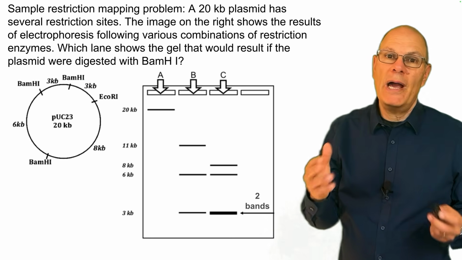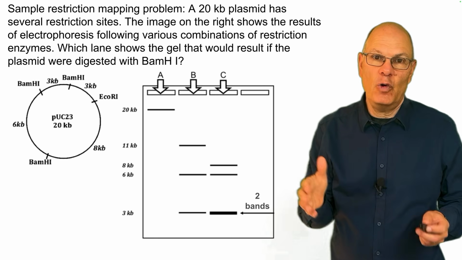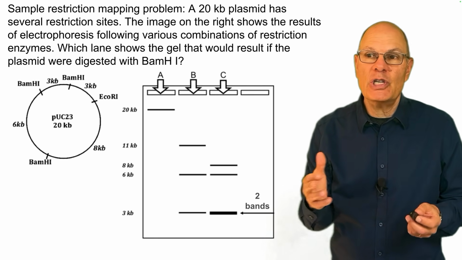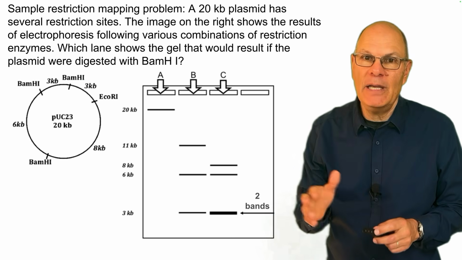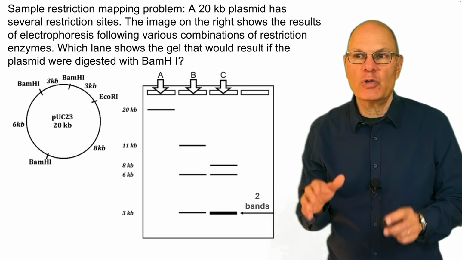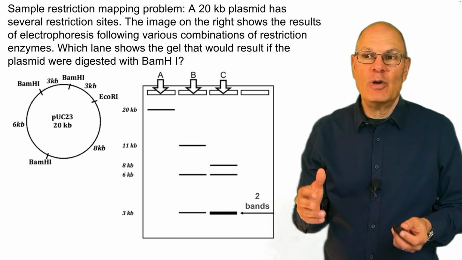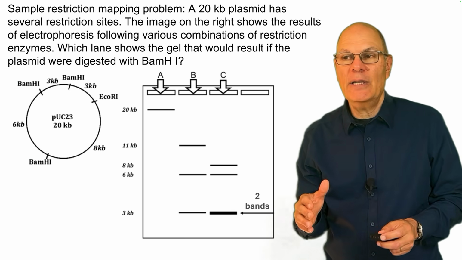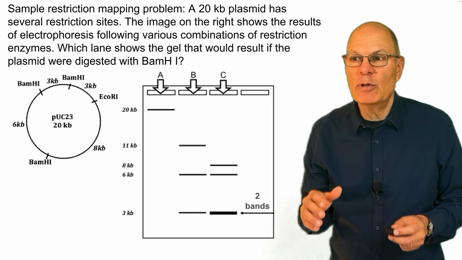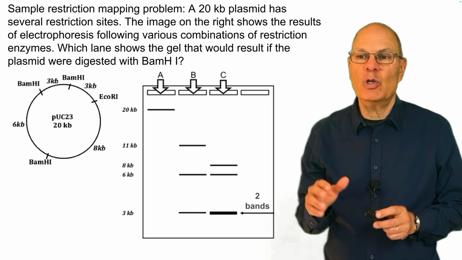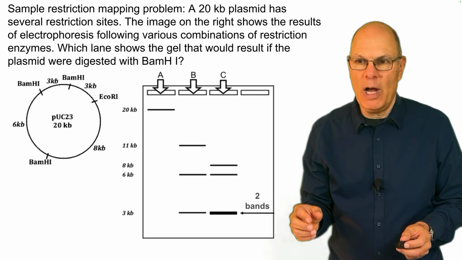Material related to biotechnology often shows up on the AP Bio exam in this form. Here's a simple restriction mapping problem. A 20 kilobase plasmid, KB kilobase, has several restriction sites. The image on the right shows the results of electrophoresis following various combinations of restriction enzymes. Which lane shows the gel that would result if the plasmid were digested with the restriction enzyme BamHI?